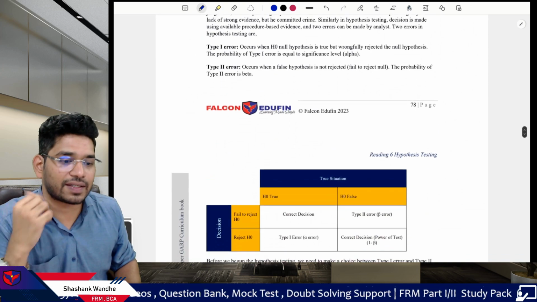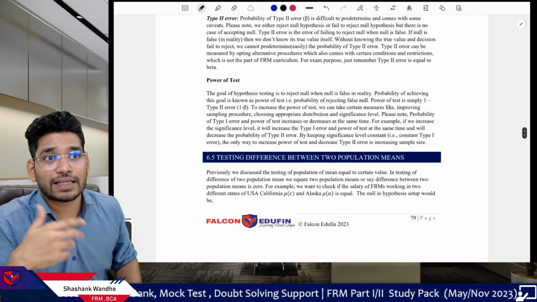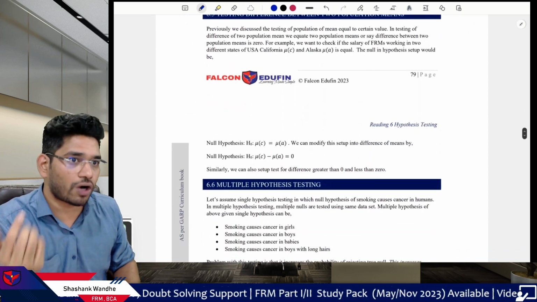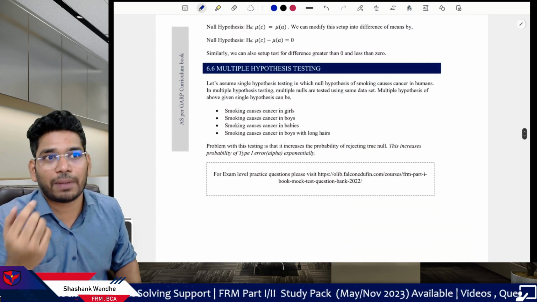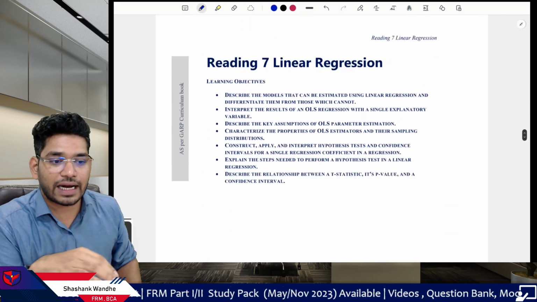Then errors in hypothesis testing, type 1 error, type 2 error, a very important discussion. GARP likes to test theory questions on this area. Understand what type 1 error is and what the power of a test is, very important. Testing differences of two populations is not a very important discussion. Then multiple hypothesis testing, a very theoretical discussion, just to understand what multiple hypothesis testing is. Then this is the end of our section 1.